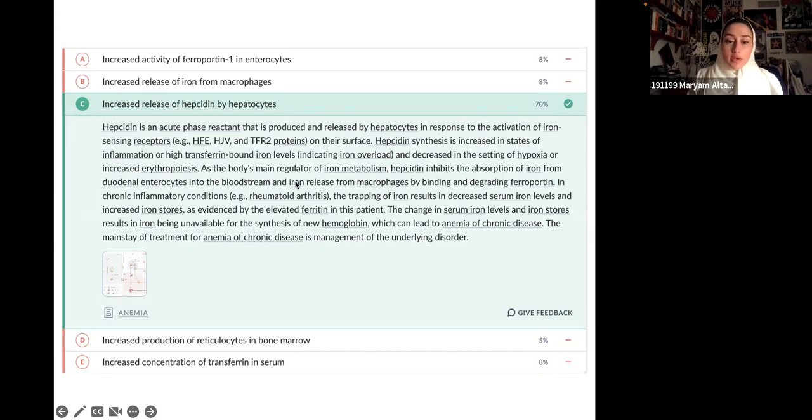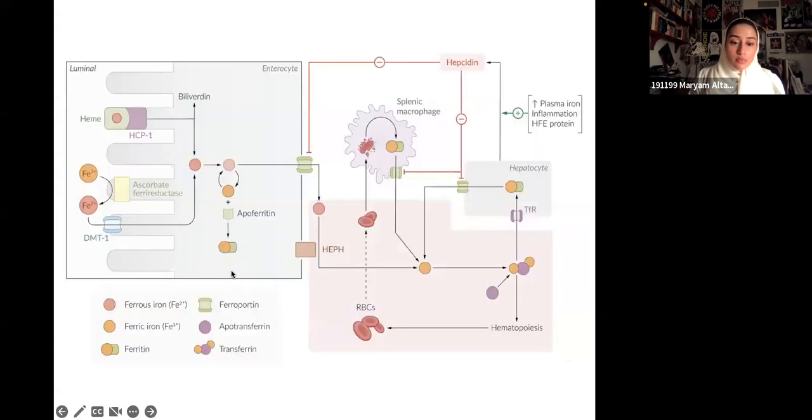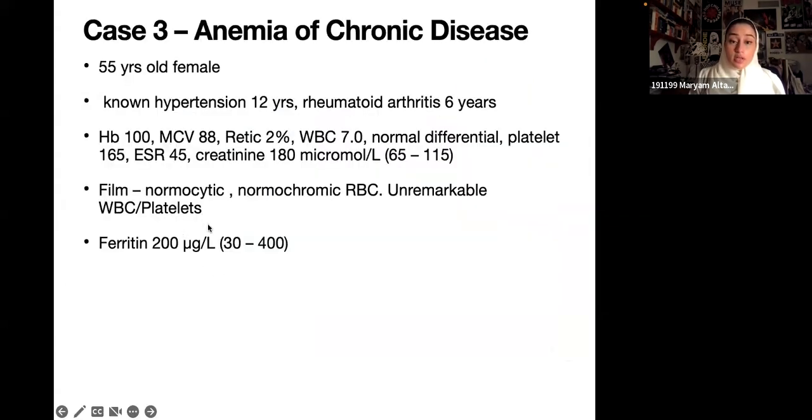Basically, what it does is it regulates the iron metabolism. And here you go. Hepcidin inhibits the absorption of iron from duodenal enterocytes into the bloodstream and iron release from macrophages. So it's preventing you from absorbing the iron, and it's also preventing the macrophages from releasing the iron. So in chronic inflammatory conditions like specific cancers, lymphomas, rheumatoid arthritis, this is a chronic state of inflammation for these patients. So it's going to cause their labs to be like that for an extended period of time.